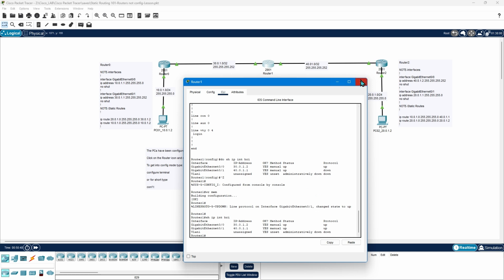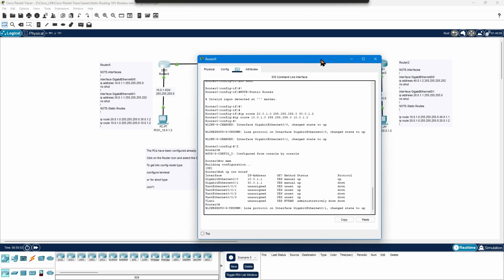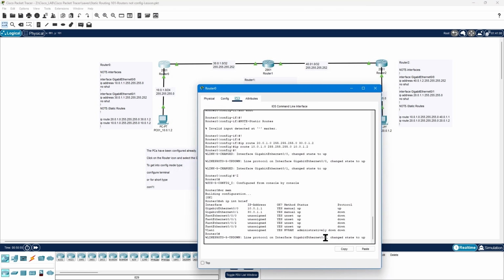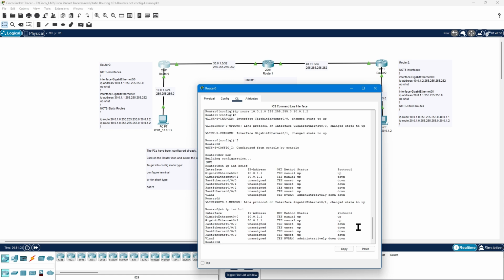Now, we'll go to the last router, just for consistency, and take a look there too. As you can see, while we were away, its interface also came up, so it should be talking to everybody also. So we hit enter to wake it up, and we type show IP interface brief.